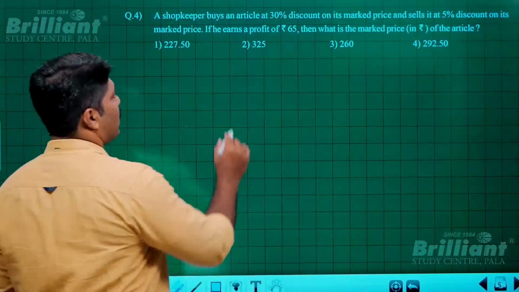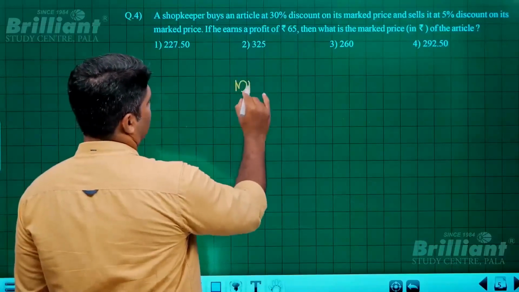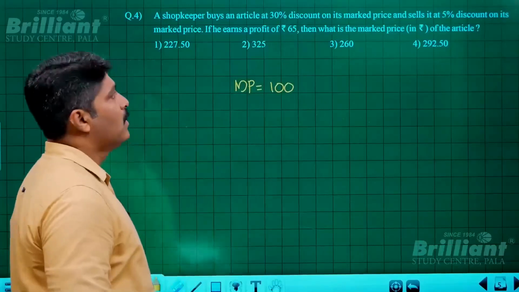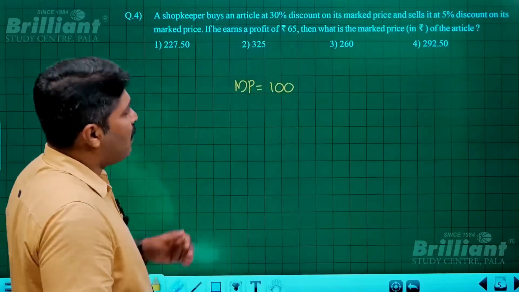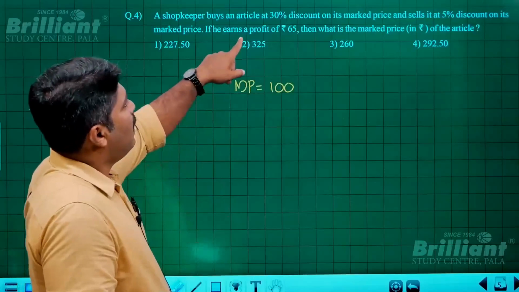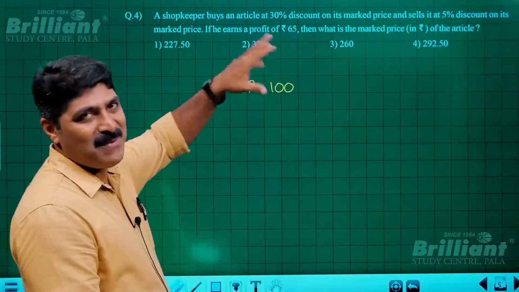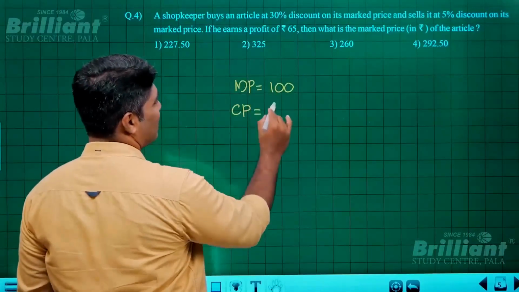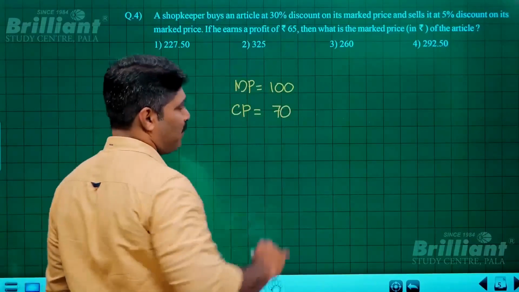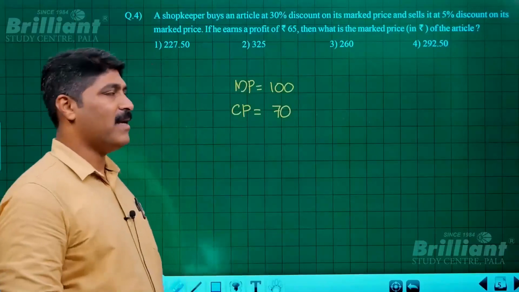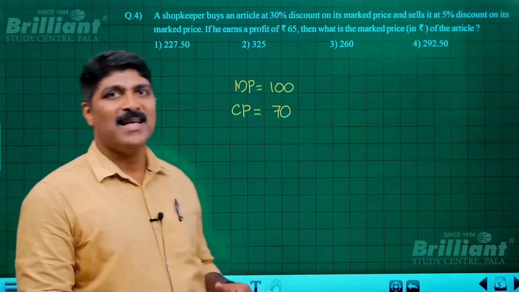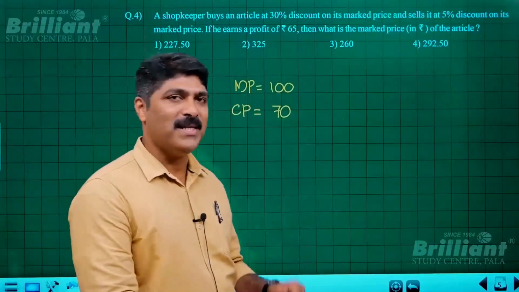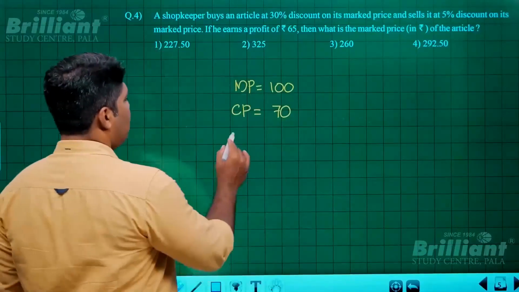Here we can start from the marked price. Suppose the marked price of the article is 100. So what is the cost he spent for purchasing this product? He received a discount of 30%. So the cost price is 100 minus 30, which is equal to 70 rupees. As per the assumption, if the marked price of the article is rupees 100, then the cost price of such an article is rupees 70. So what is the selling price?